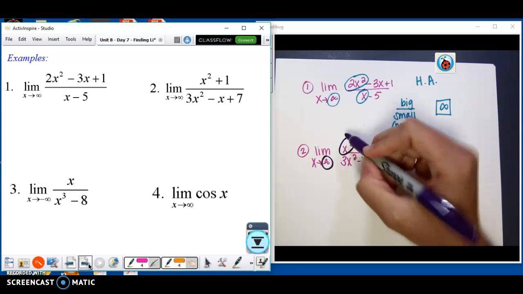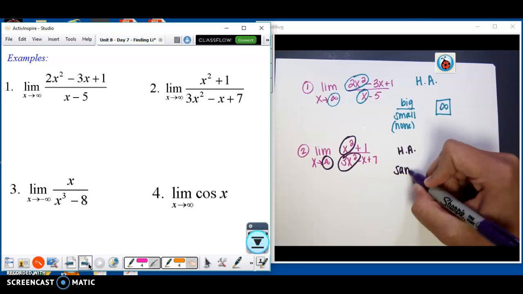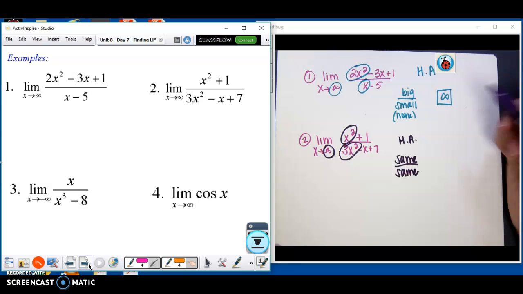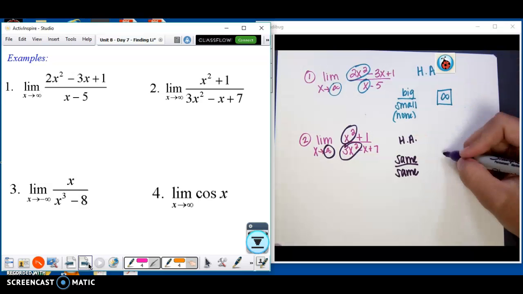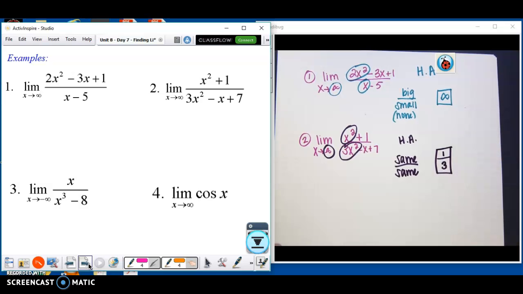This is a degree of 2, and this is a degree of 2. So this is same over same. If it has the same degree on top and bottom, remember I have to look at the coefficients. The coefficient from the top one is 1, the coefficient from the bottom is 3, so this limit will be giving us 1/3.